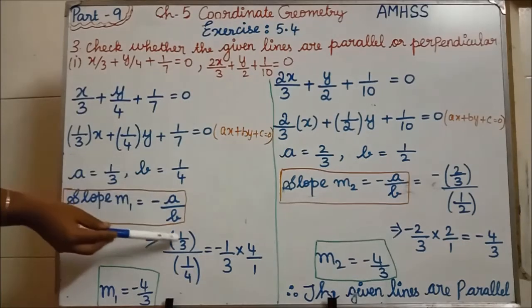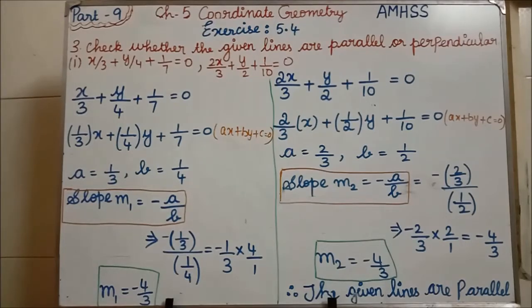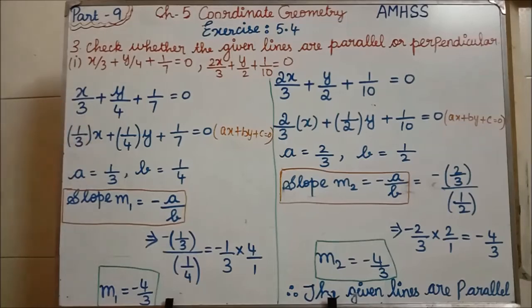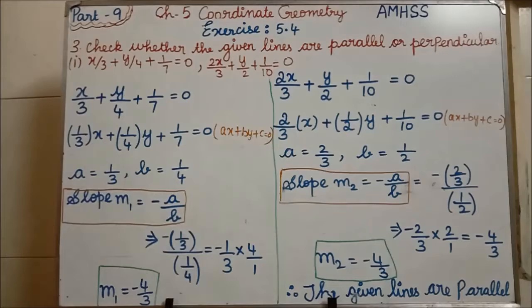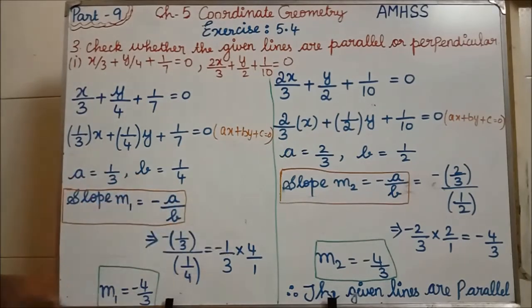A value is 1 by 3 divided by b value is 1 by 4. Students, I have told you many times, if in the division you are having fractions, what do you have to do? The denominator part of the division will become its reciprocal. Clear? Minus 1 by 3 into 4 by 1 it will become. Clear? So minus 4, 3 into 1 is what? 3. So m1 is equal to minus 4 by 3. Clear, all of you? Now using the first equation we have got the m1 value.